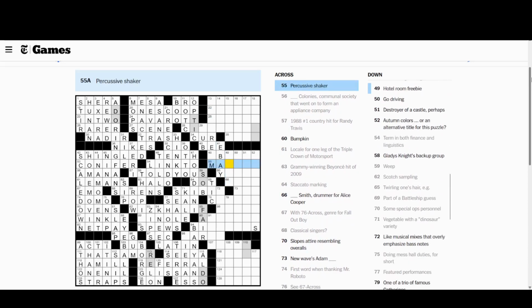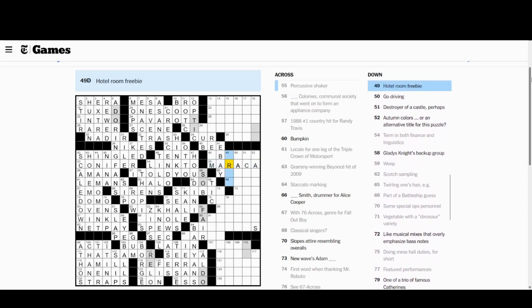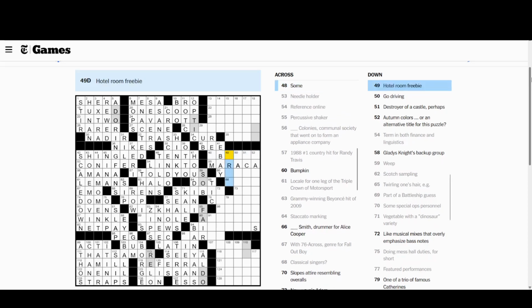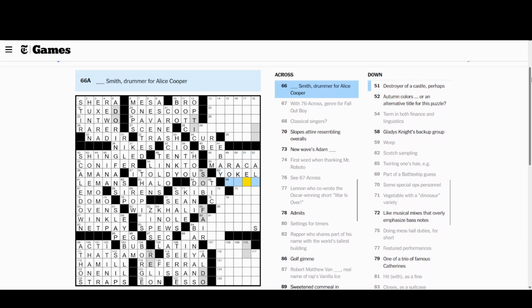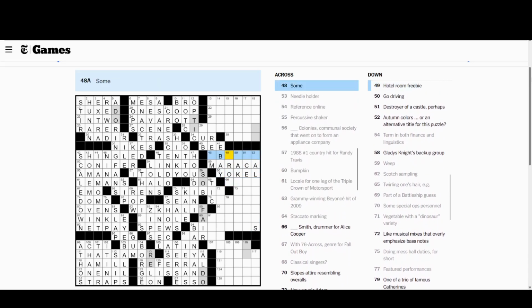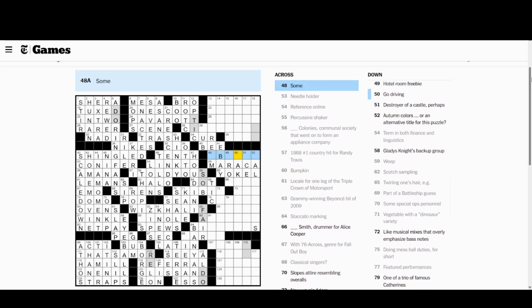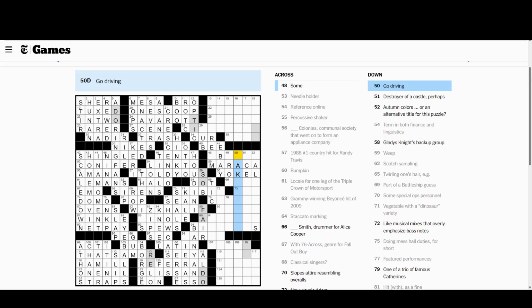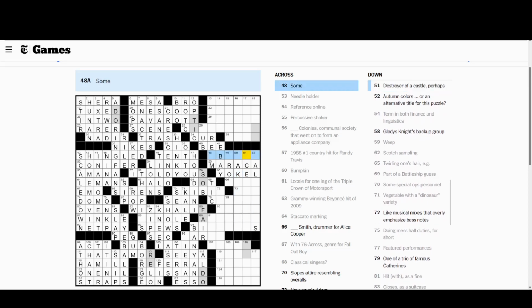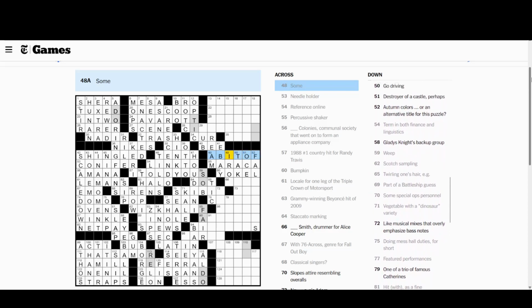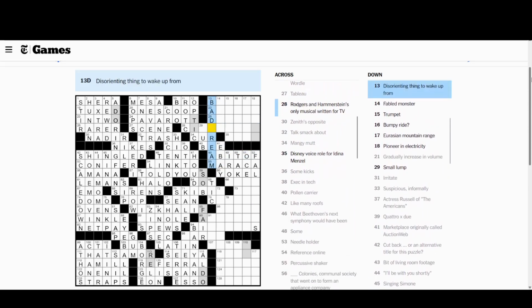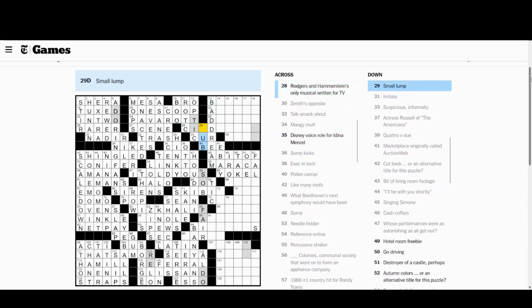I think this is gonna be a maraca, right? Hotel room, freebie. Iron, maybe? Bumpkin is gonna be yokel. Some. Go driving. Could be take something. Some could be a bit. Oh, this could be bad dream. Small lump. Could be nub.